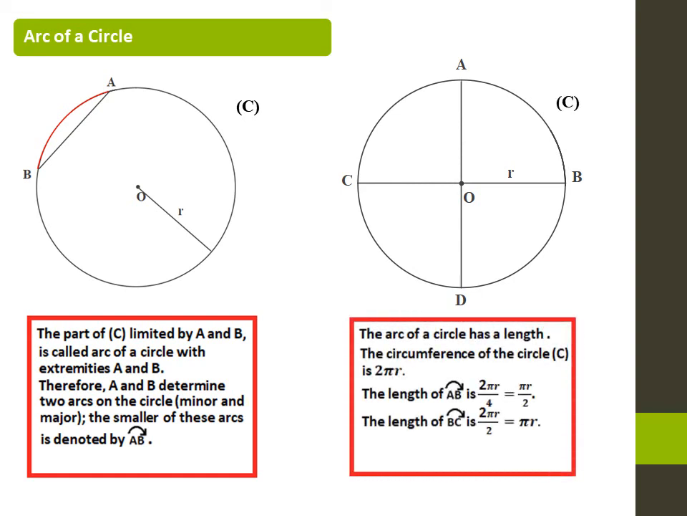The arc of a circle has a length. The circumference of the circle C is 2 pi r. So the length of AB is 2 pi r over 4, which is equal to pi r over 2. The length of BC is 2 pi r over 2, so it's equal to pi r.